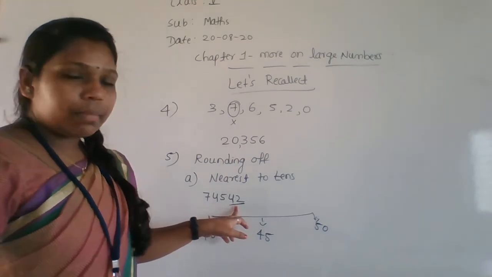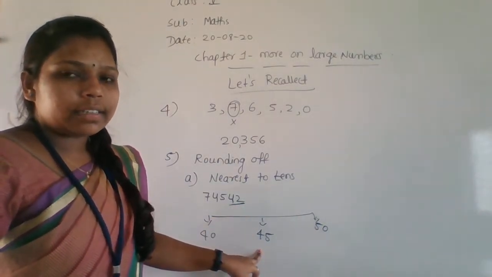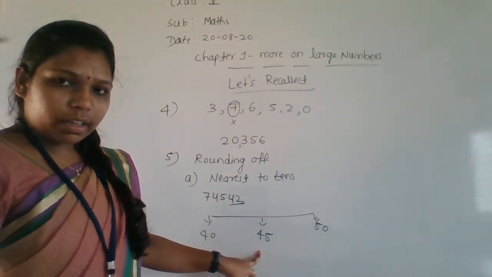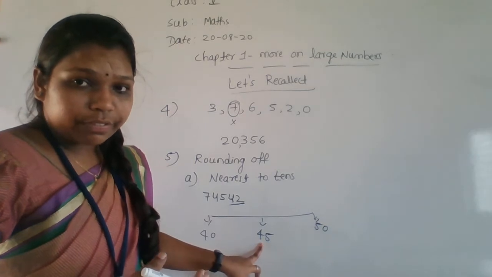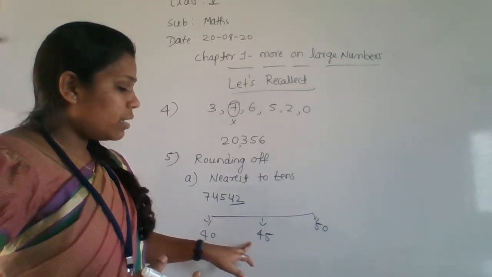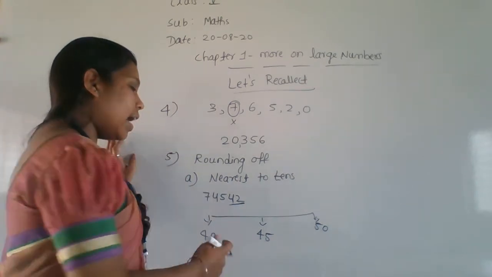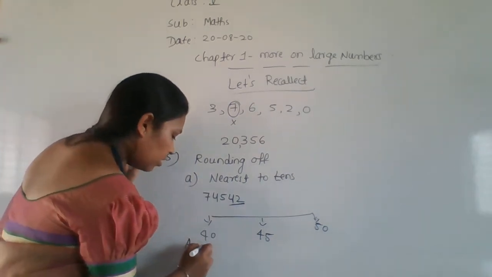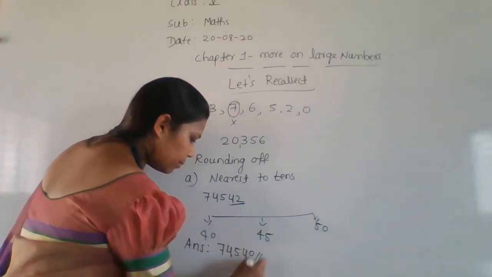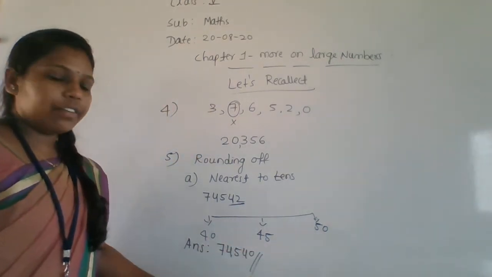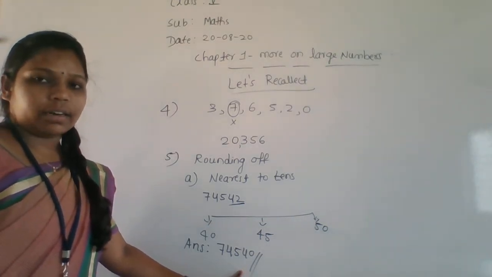Okay, we have to observe the middle number, that is 45. The given number is 42 here. Is 42 lesser or greater than 45? Obviously it is lesser than 45. Lesser than 45 means it is nearer to which value? 40 value. So write the answer, 74,540. Okay, 74,540. So this is the answer here.